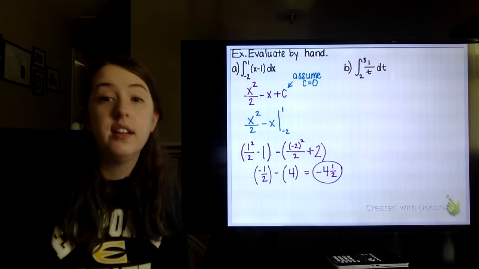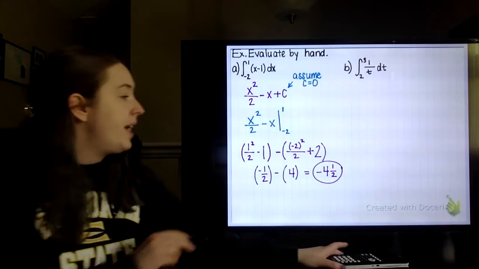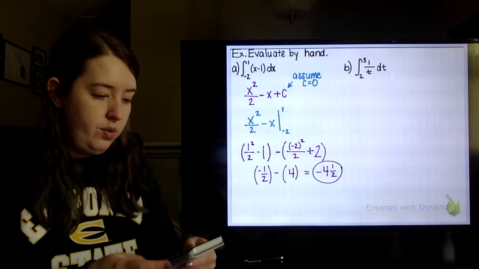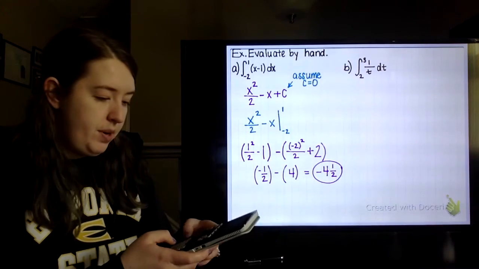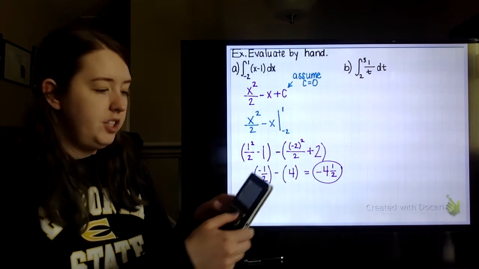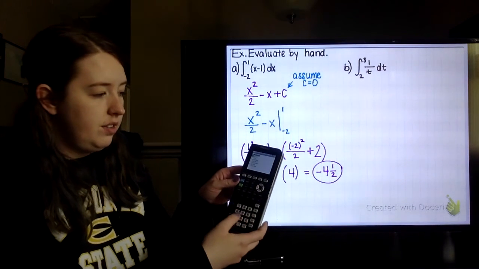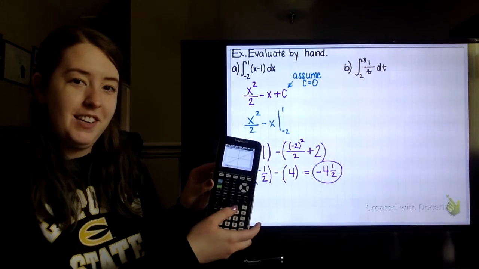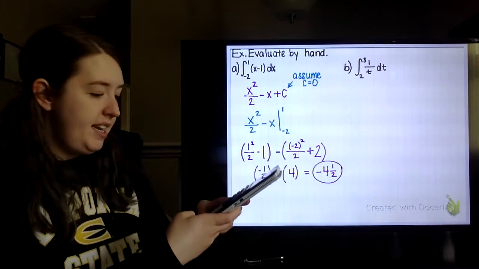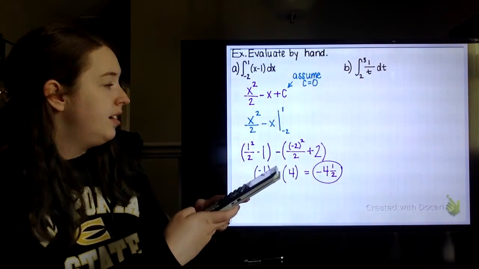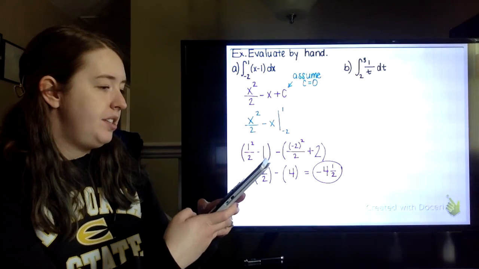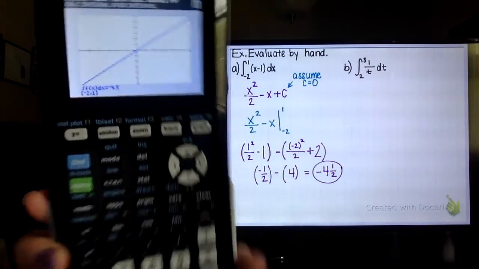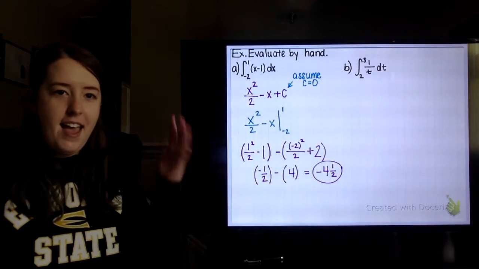So that's my answer. Now let's see if it's right. So what I'm going to do is go back to y equals and put in x minus 1 for my function. Second calc, 7. And there's my function graphing. My lower limit is negative 2, enter. Upper limit is 1, enter. And if we look right there, we get negative 4.5. So we're correct. Yay!